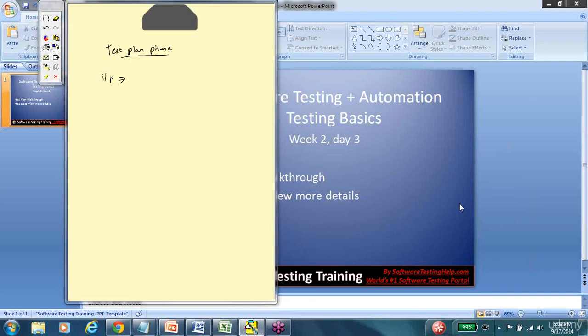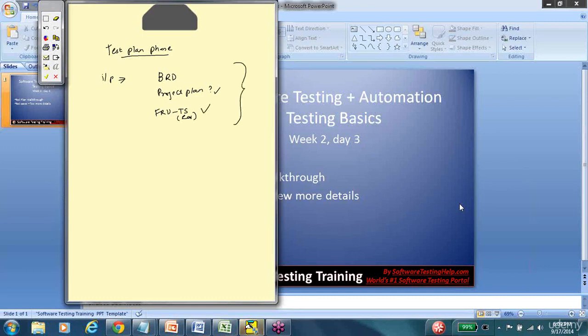Okay, let me begin. One of the inputs for the test plan phase to begin is that you need to have a business requirement document. Do you need a project plan? Do you think this is an input? Yes, to get the high level schedules and effort and all of those things. Do you think a functional requirement document, in other words, test scenarios or requirements? Yes, those are inputs. So predominantly we have these three inputs for a test plan phase.